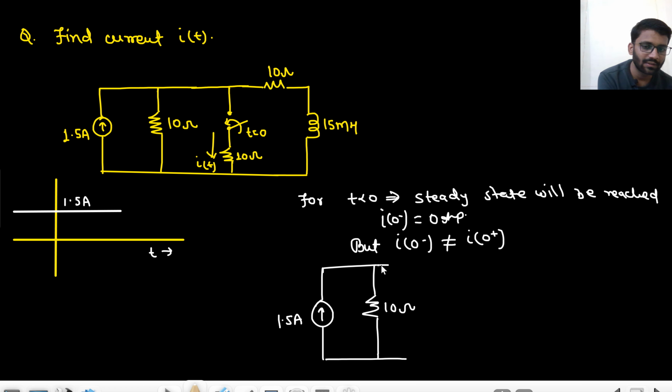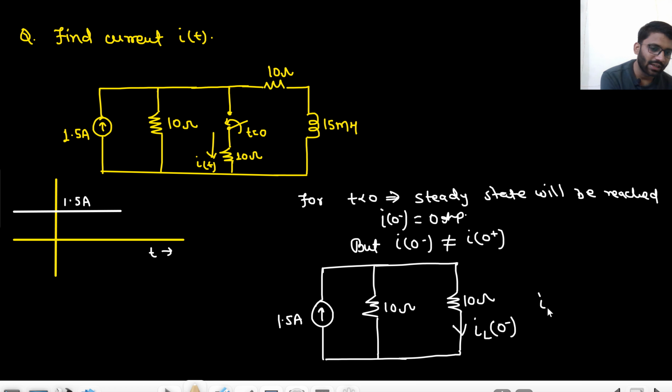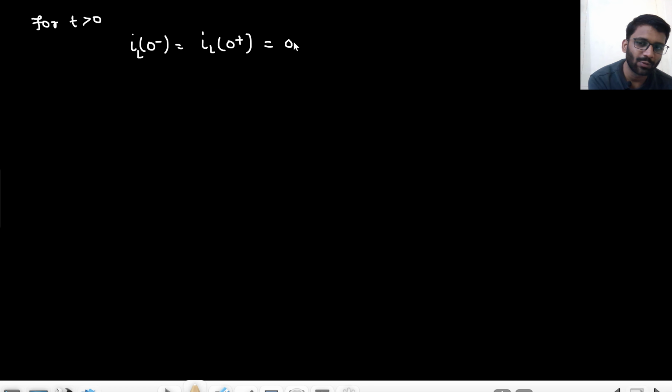A steady state will be reached. So if the switch is open, that's why the current is 0 only, but the inductor will be shorted here. So this will be shorted, but the current here would be IL of 0 minus. So IL of 0 minus would be 0.75 ampere. Are you getting my point? IL of 0 minus is 0.75 ampere. Now for t greater than 0, what will happen? IL of 0 minus will be equal to IL of 0 plus. That would be equal to 0.75 ampere, right?